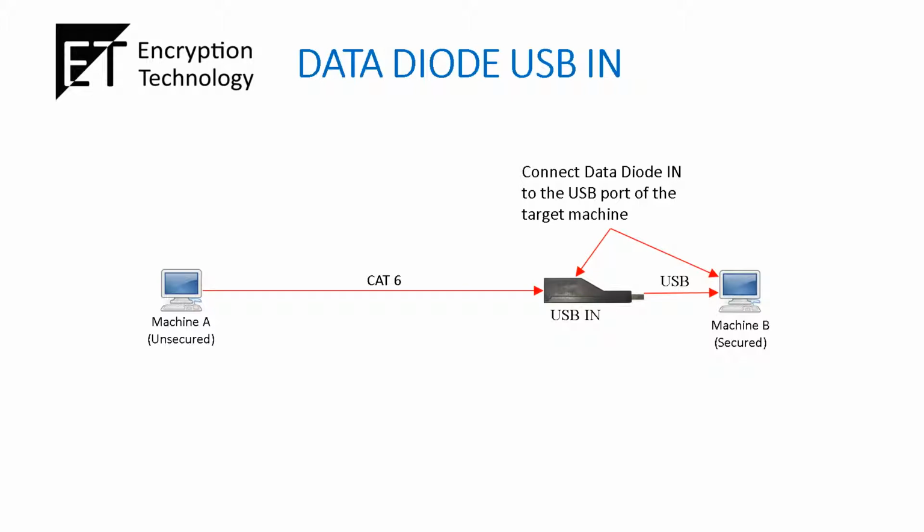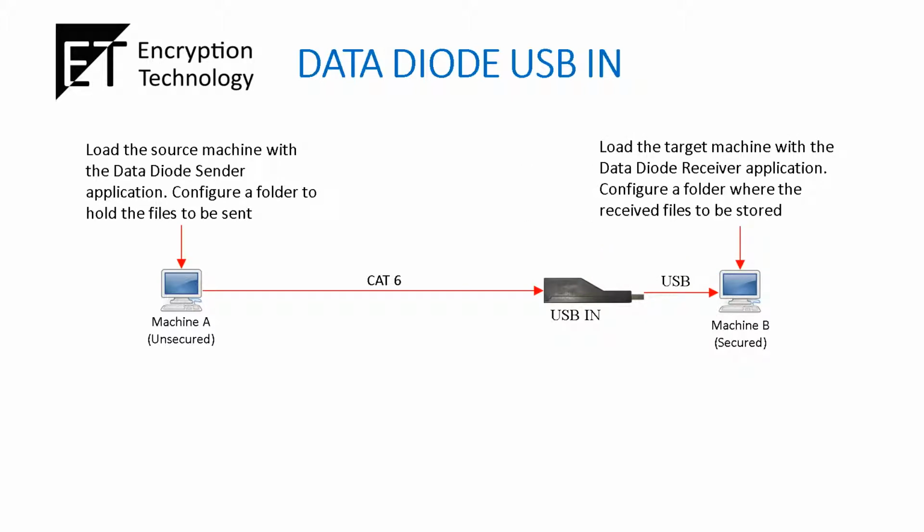Load the target machine with our data diode receiver application and also create a folder to store the received files. Load the source machine with our data diode sender application and also create a folder to hold the files to be sent. Run the applications on both machines. Now, we are ready to transfer files.